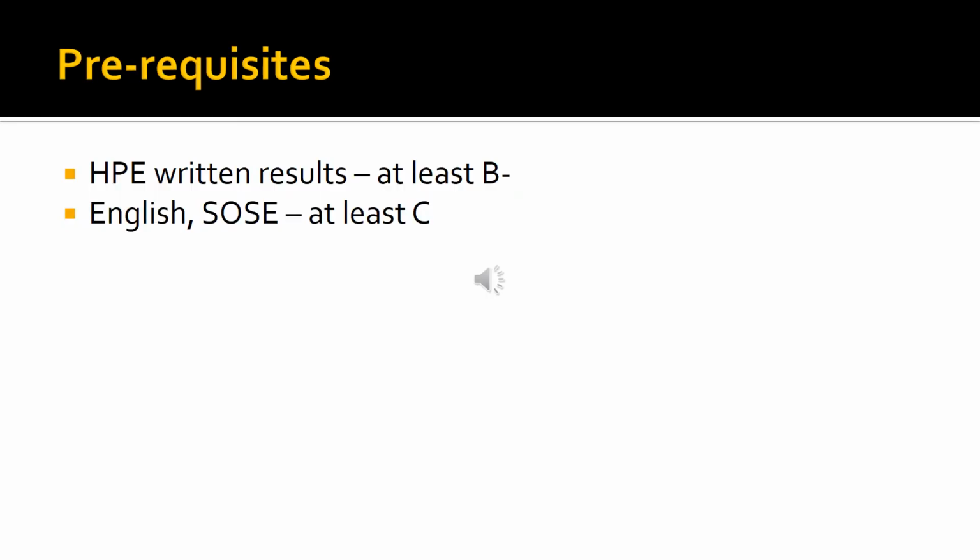The prerequisites for health are for your HPE written results that you've achieved at least a B- and that you've achieved at least a C in English and humanities.